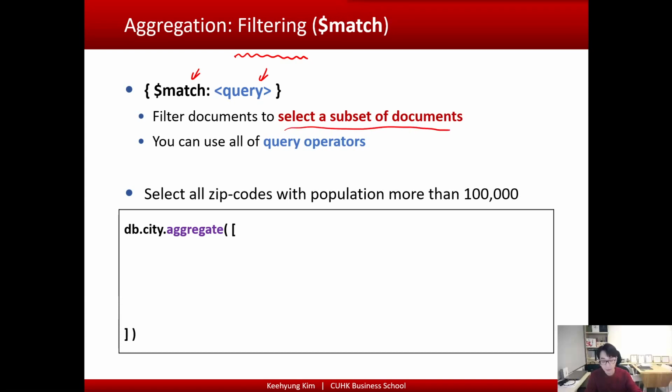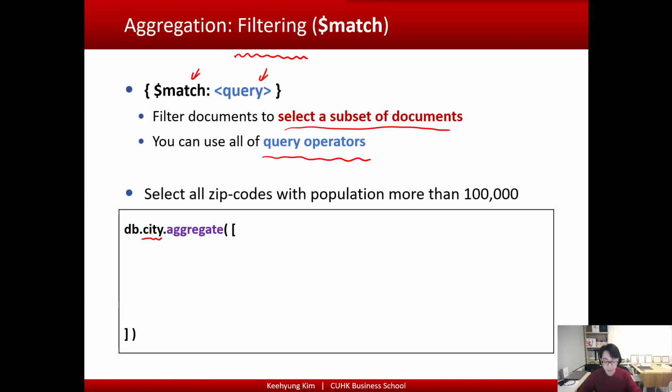And here, last week, we covered multiple query operations, and you can use all of those query operators here. So it's exactly the same as a query. We are specifying a query to select a certain set of documents from the collection. So if you remember, last time we created this CD collection, which contains zip code information with the population information together in MongoDB.